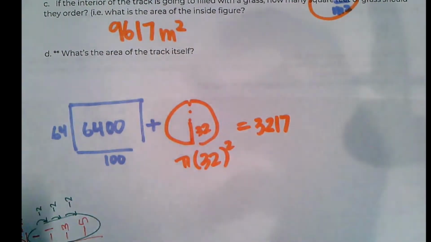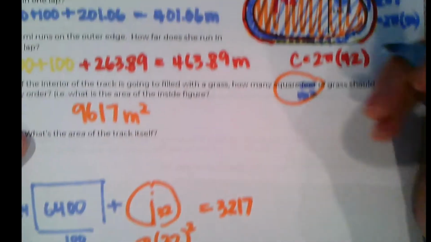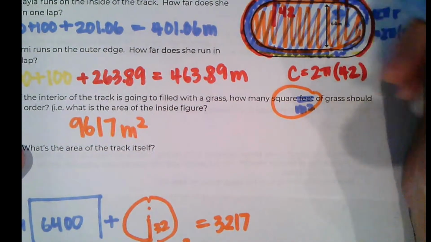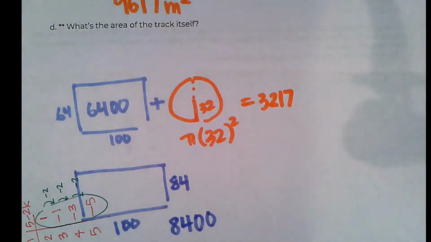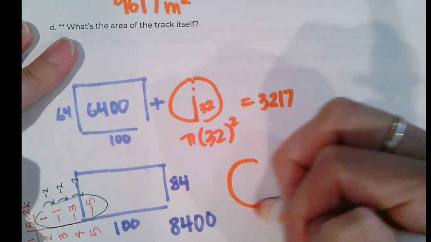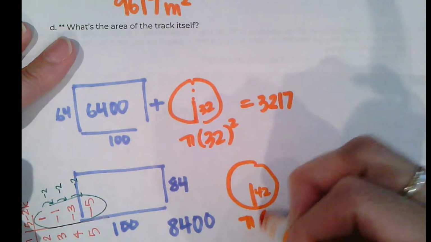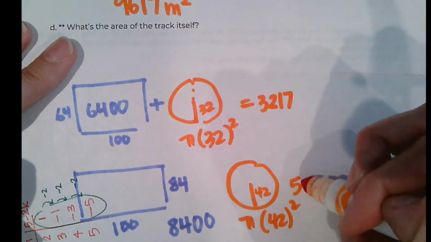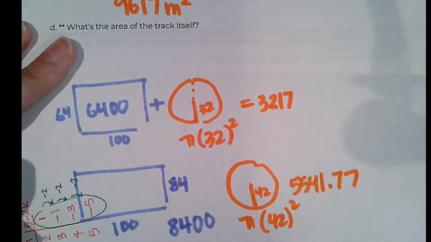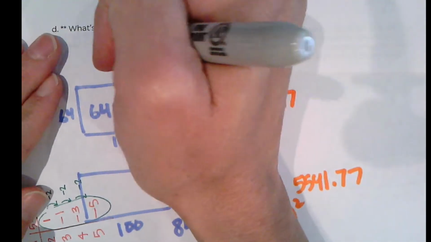So I'm going to do this again. The bigger one, it's still 100. The difference now is it's not 64. If we take 64 and we've added 10 on both sides, it's actually 100 by 84. So now the area of the rectangle is 8,400. And we already dealt with the circle. The radius is only increased on one side of it, so it's now 42. So we'd have pi times 42 squared, which is 5541.77.